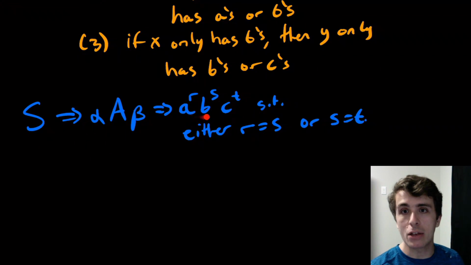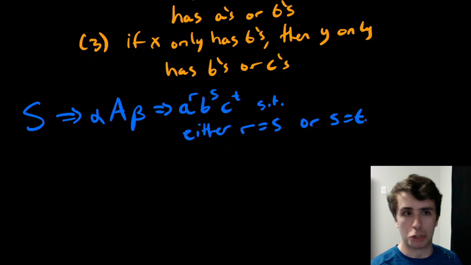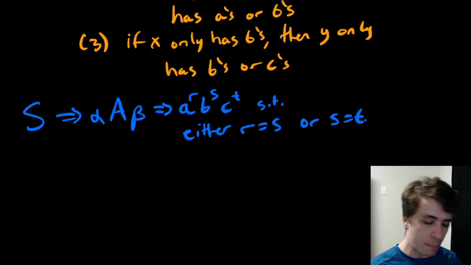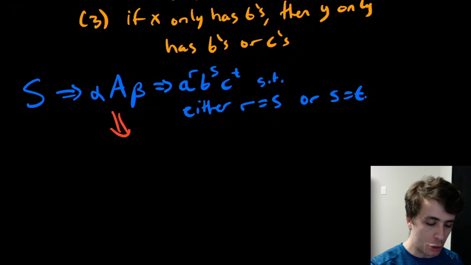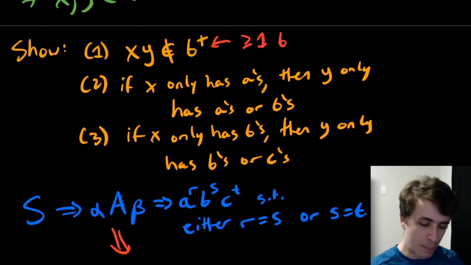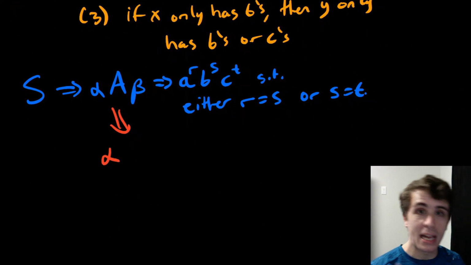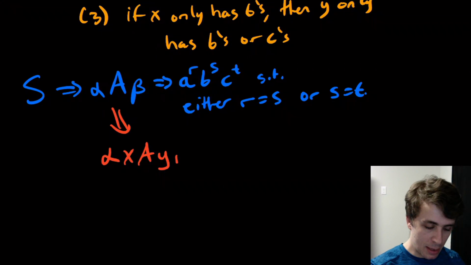So if we get a string like this, either the number of A's and B's is the same, or the number of B's and C's is the same. Let's just assume that in the derivation, we get the variable A at some point, because the grammar is reduced. And because the grammar is almost looping, we should be able to derive from this alpha an application of the almost looping property, which is that A can produce X A Y. So we have alpha X A Y beta.